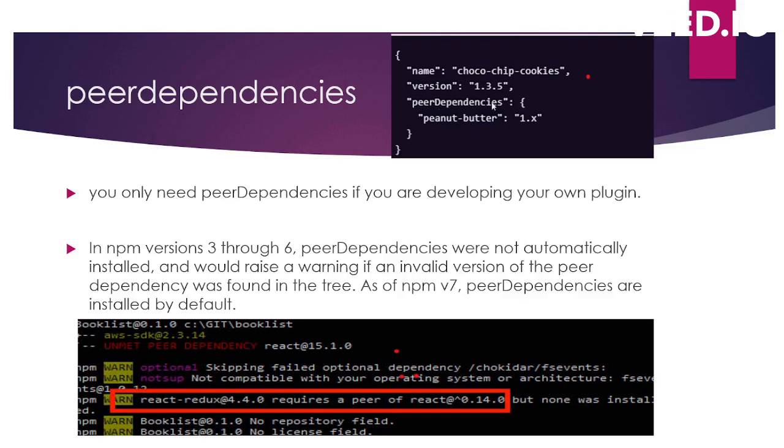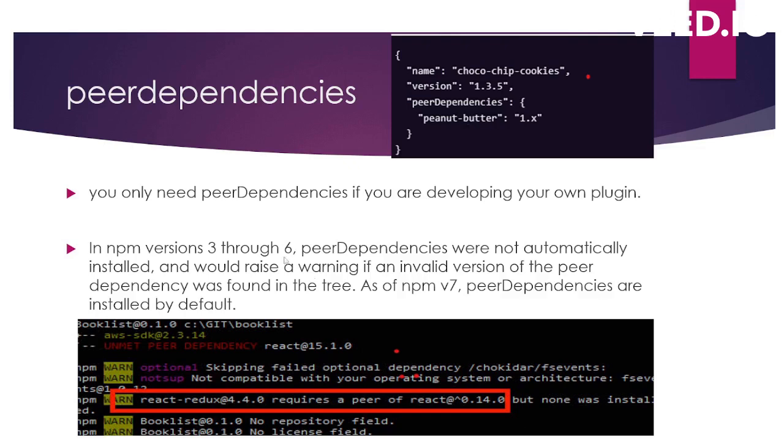So this is the use of peer dependencies. In peer dependencies, any library owner will tell you, boss, if you want to use this library, you also need to install this library. So if you want to use Choco Chip Cookies, you also need to install peanut butter, otherwise you'll get a warning.